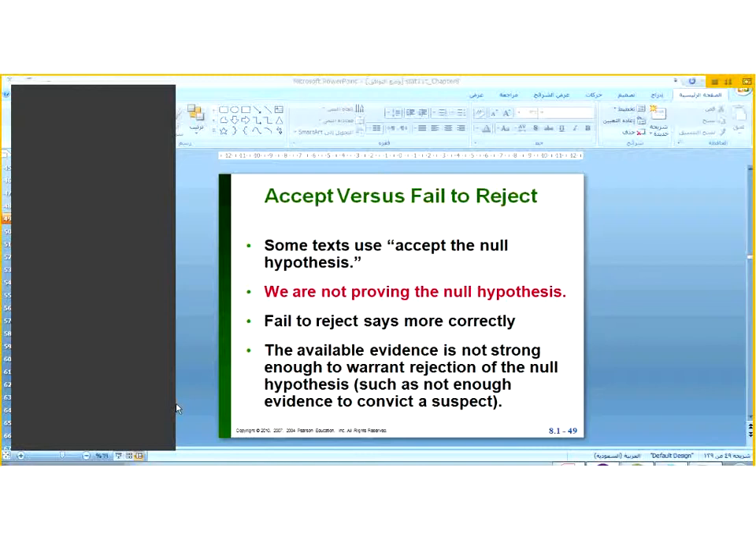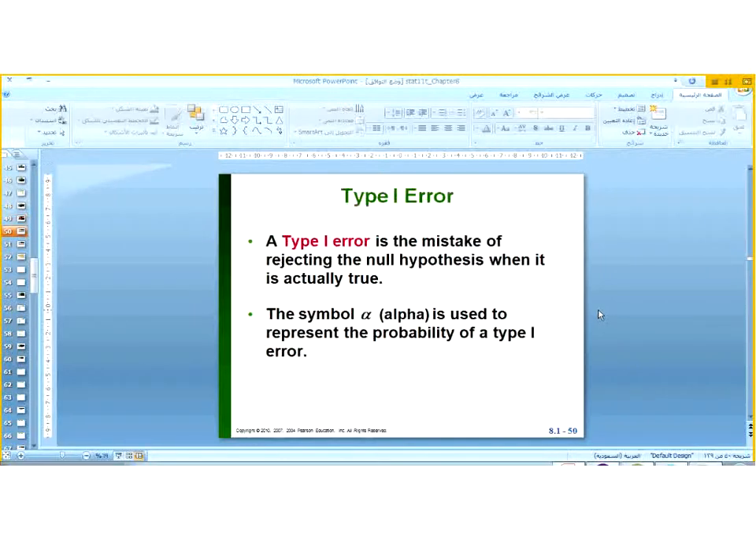I don't know which other value achieves the population parameter. So fail to reject says it more correctly: the available evidence isn't strong enough to warrant rejection of the null hypothesis, such as not enough evidence to convince against the suspect. When I have a suspect and sometimes can't prove the charge, I say there is not enough evidence, right? Here it's the same: there isn't enough evidence to make me accept the null hypothesis. Clear? So that's why we can't use accept the null hypothesis, because there is not enough proof for the null hypothesis.